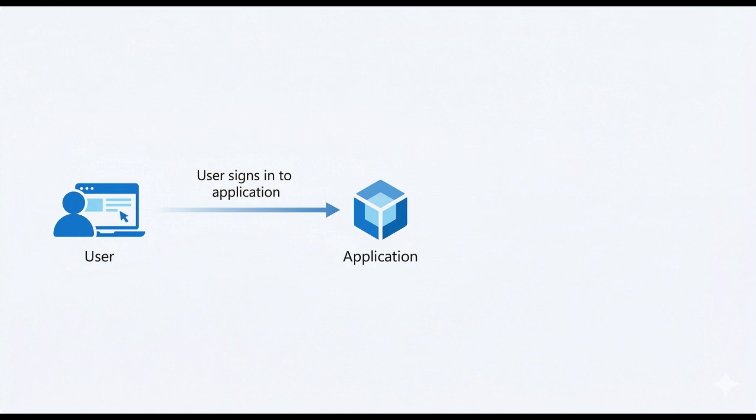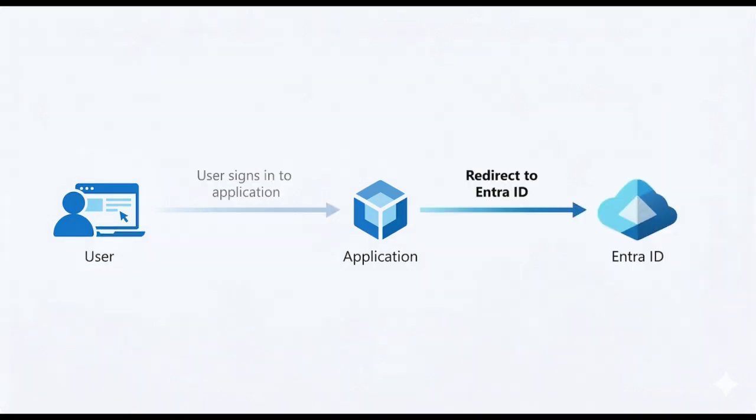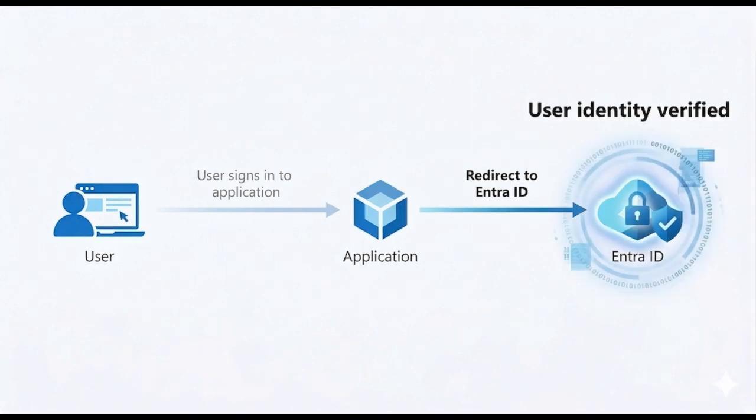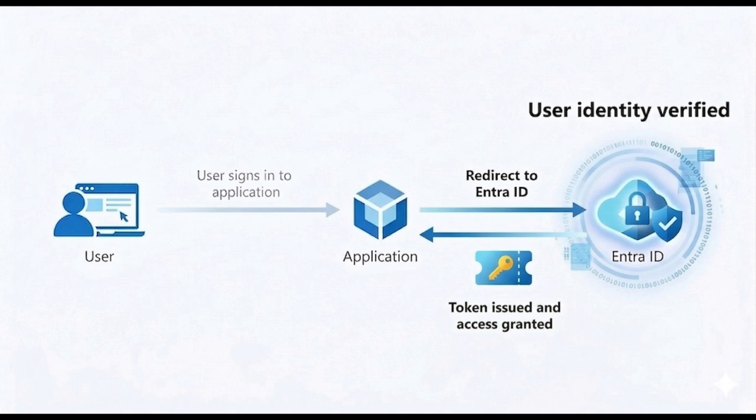So at a high level, Entra ID authentication works like this. A user tries to sign in to an application. The app redirects the user to Entra ID. Entra ID verifies the user. A token is issued and returned to the application. That's the basic authentication flow using Entra ID. In future videos, we will look deeper into tokens, OAuth flows, and permissions as well.